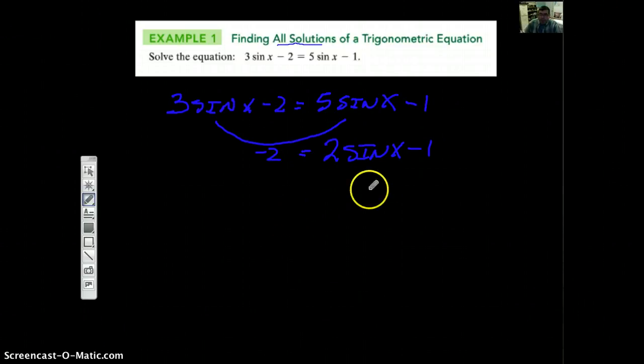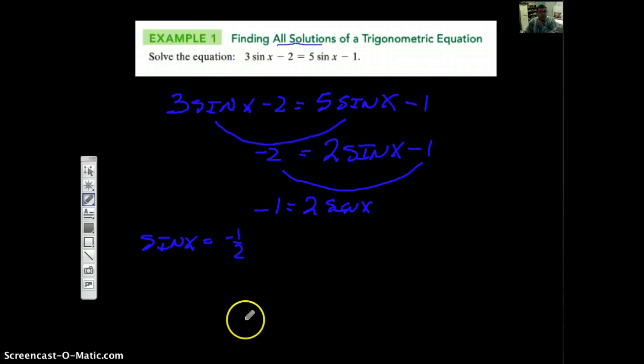All right, so let's add 1. We'll put the 1 over here. That's negative 1 is equal to 2 sine x. Of course, if we divide that by 2, then we have sine x is equal to negative 1/2. Okay, now where is sine negative 1/2? Using your unit circle, you have quadrant 3, which is 210 degrees, and you have quadrant 4, which is 330 degrees.